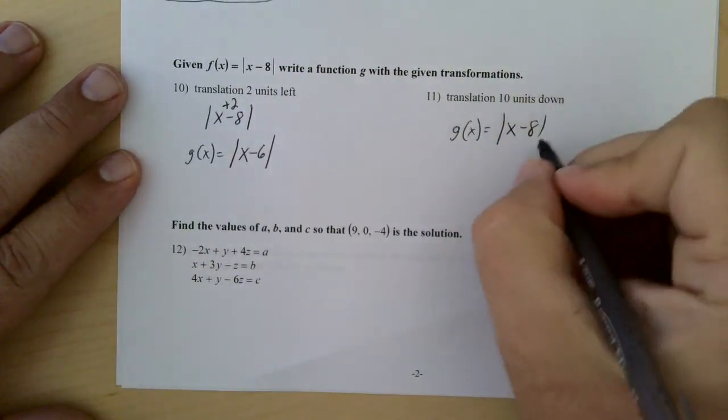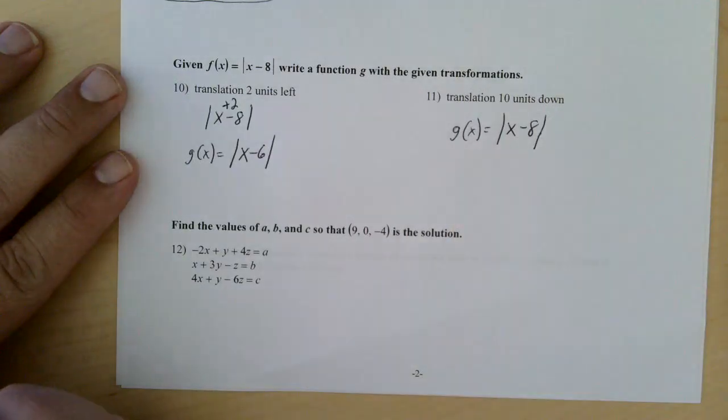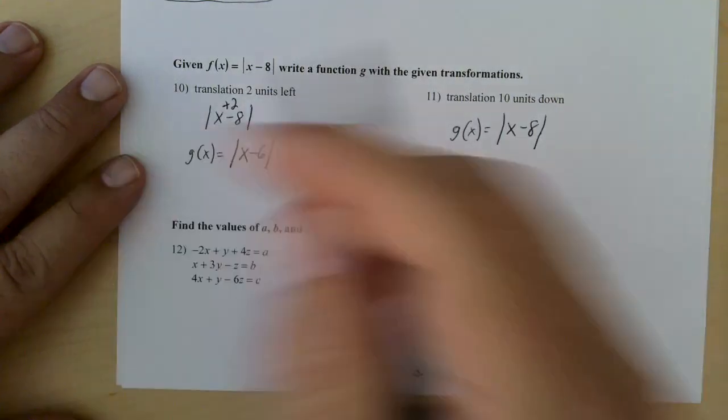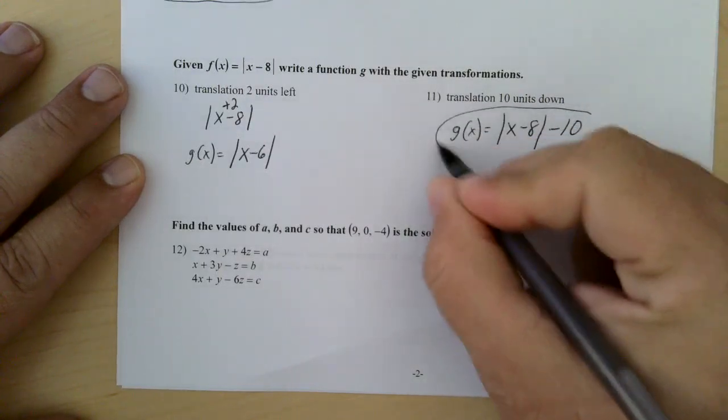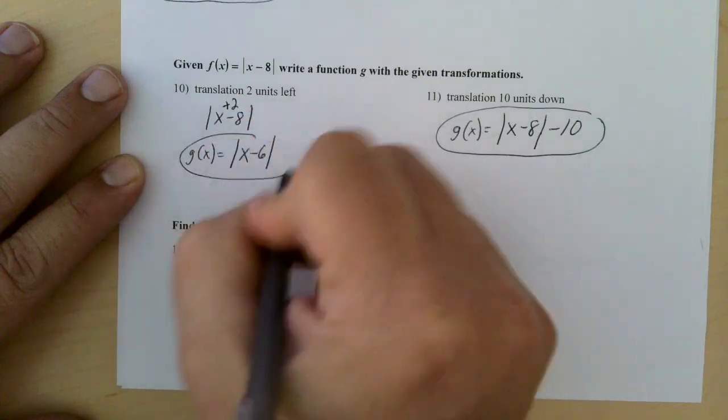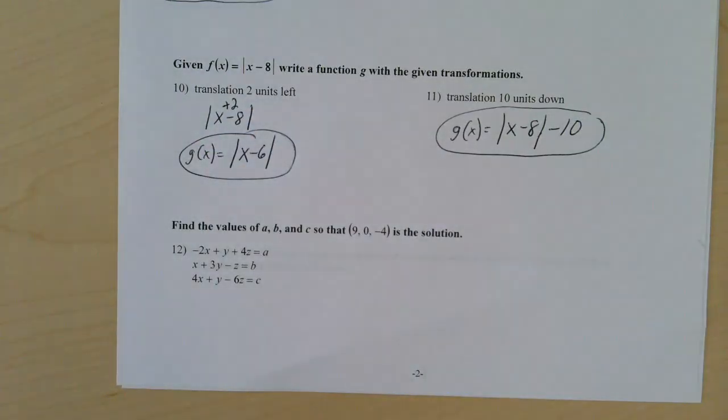So the original is the absolute value of x minus 8, and then to go down, I just need a minus 10 on the outside, and I can't do anything else with that, okay? You can't simplify that, okay? It's not going to become a negative 18, okay? X minus 8 must stay inside to show that it's a shift to the right, and then the minus 10 shows everything is shifted down, okay?